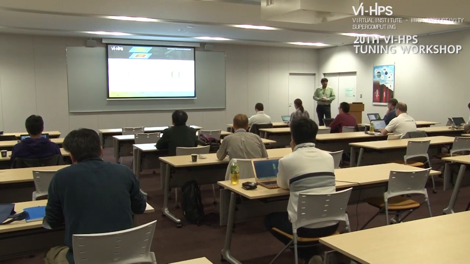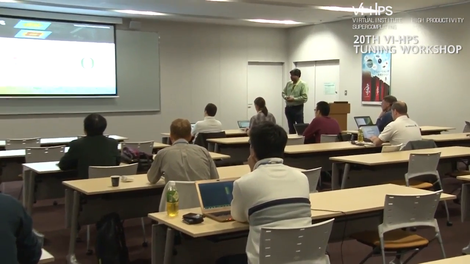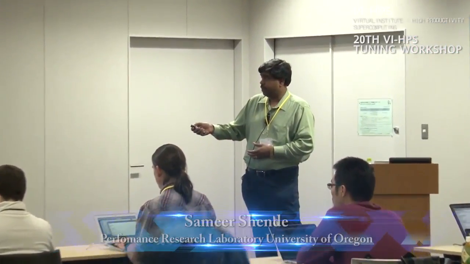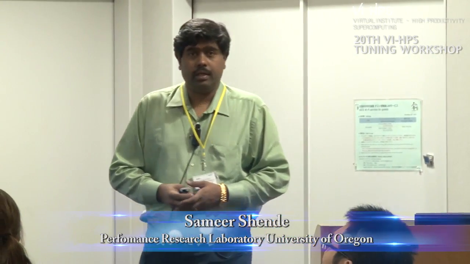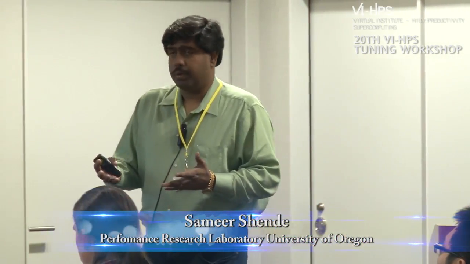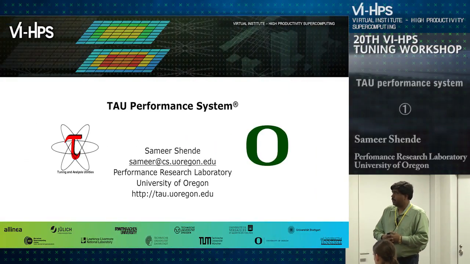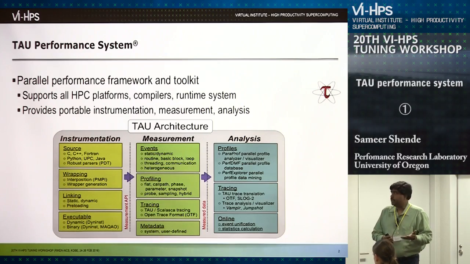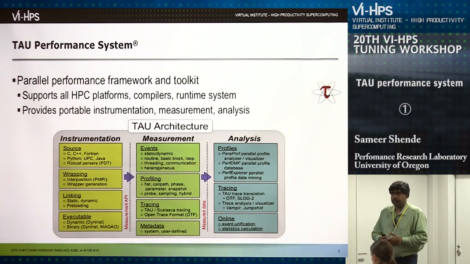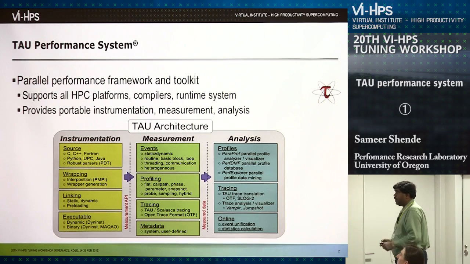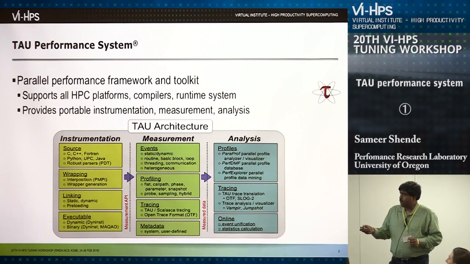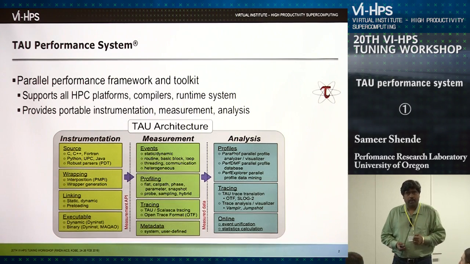I'm here from the Performance Research Laboratory at the University of Oregon, the home to our Tau project. The Tau performance system is a parallel performance evaluation framework that supports all HPC platforms, compilers, and runtimes. Our goal is to support all of these systems, and it provides portable instrumentation, measurement, and analysis capabilities. If you look at the architecture of Tau, there are many ways to add hooks to your program in Tau.